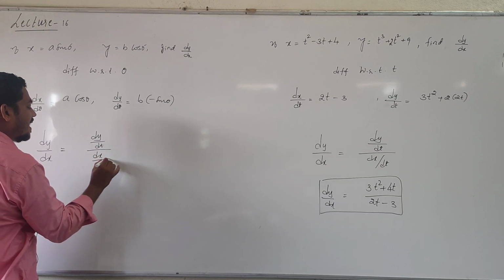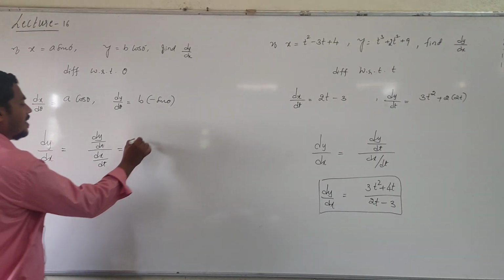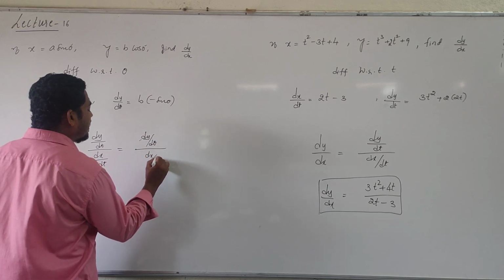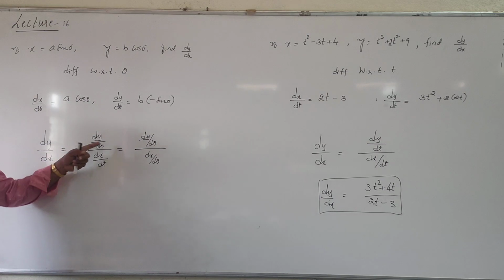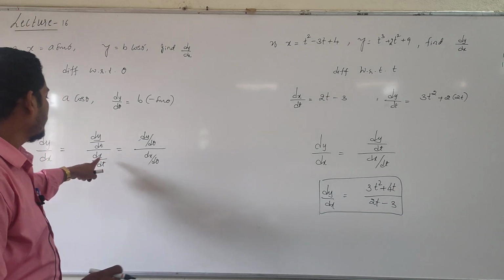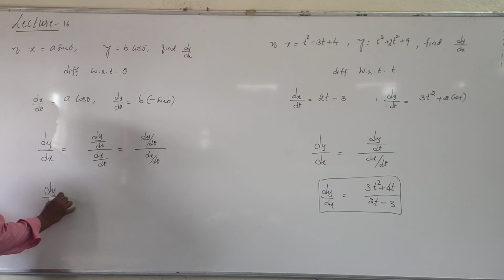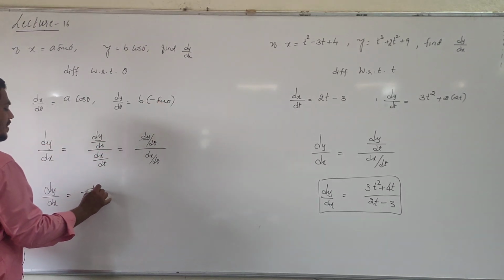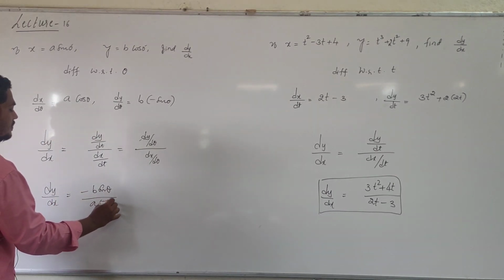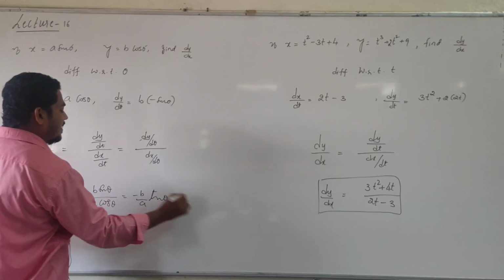divided by dx by dt, or suppose the third variable is theta, then it will be dy by d theta divided by dx by d theta. Instead of t, theta. Wherever t is there, just replace it as theta, right? You can use either theta or t. So directly write dy by dx is equal to dy by d theta, minus b sin theta, divided by a cos theta. Then it will be minus b by a, sin theta by cos theta is tan.